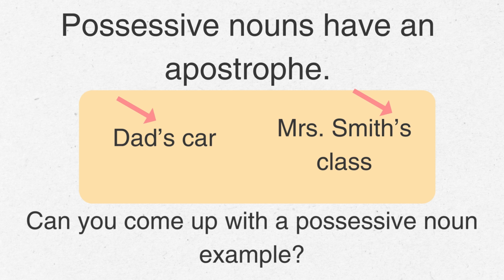Dad's car, Mrs. Smith's class. So here the apostrophe is showing that Dad is the owner of the car. And this apostrophe is showing that Mrs. Smith is the owner of the class. Can you come up with a possessive noun example? Go ahead and pause the video and try it on your own.